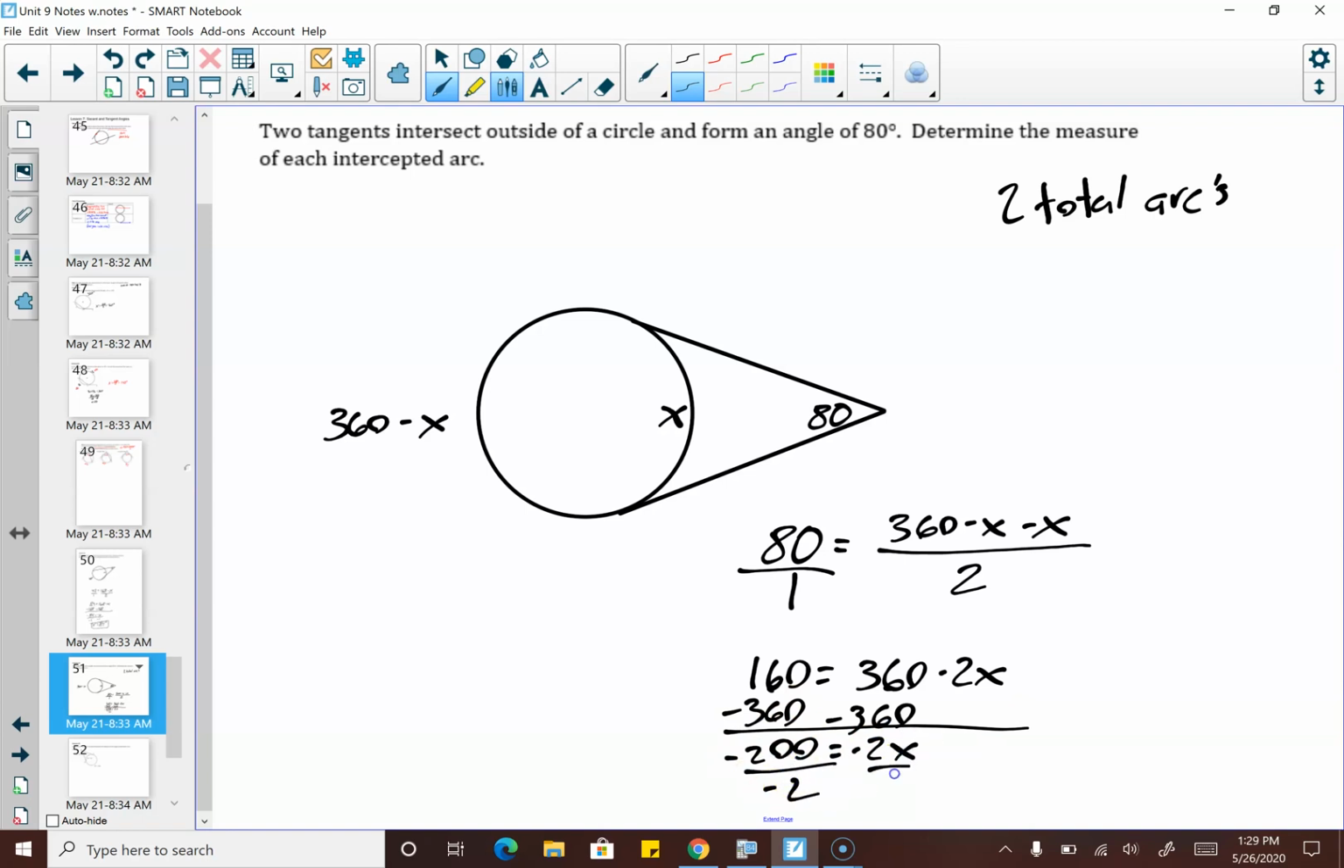We'll divide by negative 2, and that will give us that x is 100. Okay, so what does that give us here? That gives us a 100 degree angle for the smaller one, and then 360 minus 100 gives us 260 for our bigger arc. Okay, so that's a rule that only applies to tangents. You couldn't do that same philosophy with any of these problems that involve secants.